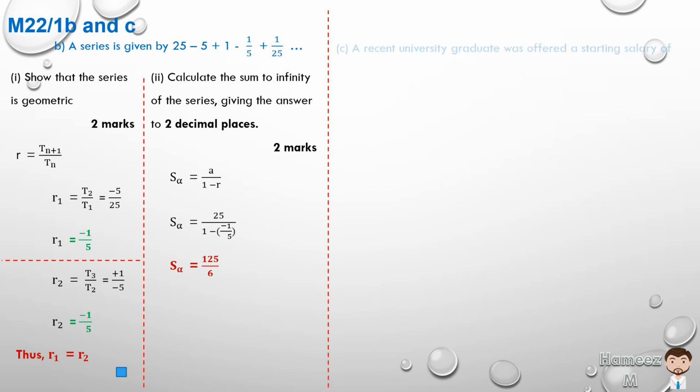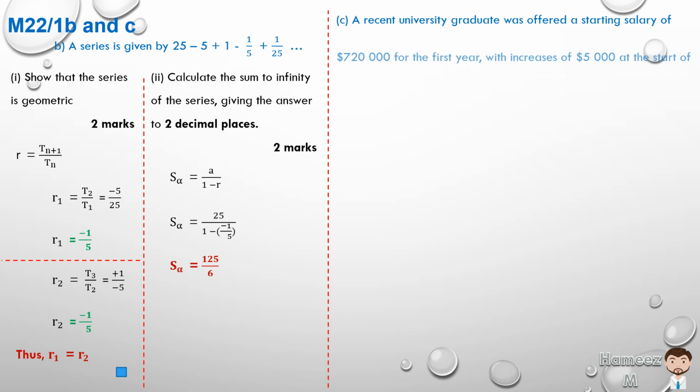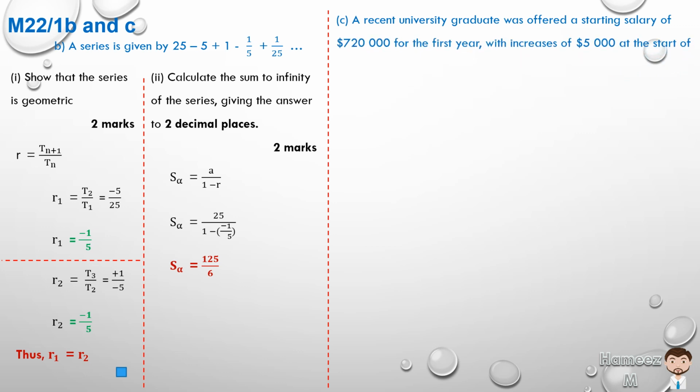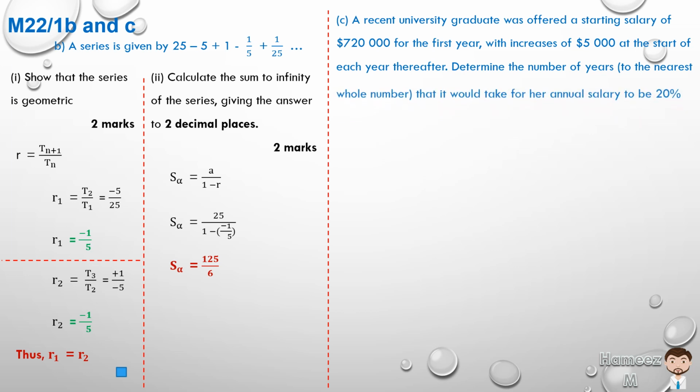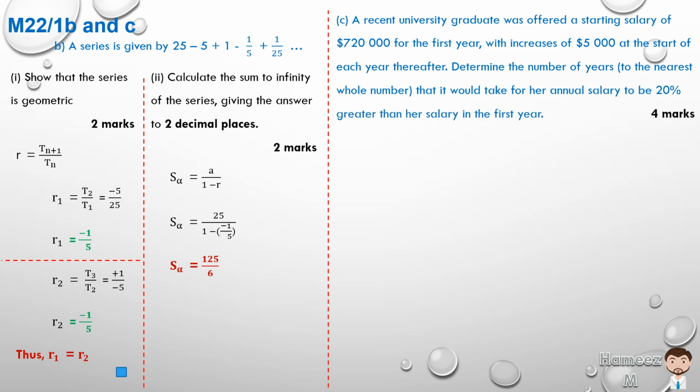Part C. A recent university graduate was offered a starting salary of $720,000 for the first year, with increases of $5,000 at the start of each year thereafter. Determine the number of years, to the nearest whole number, that it would take for her annual salary to be 20% greater than her salary in the first year.